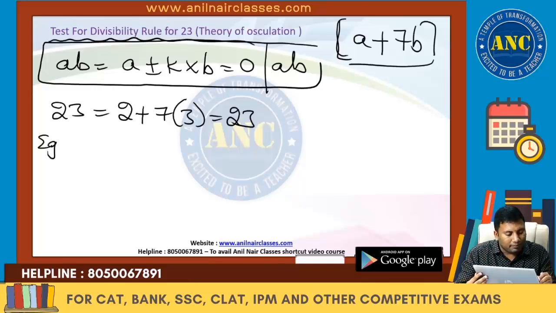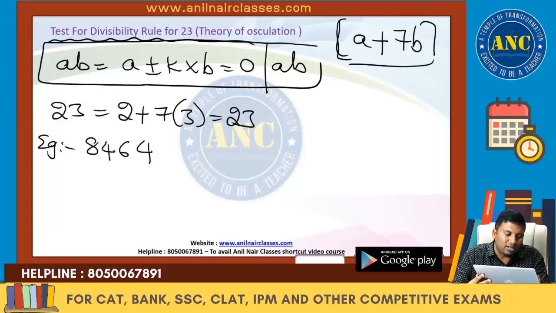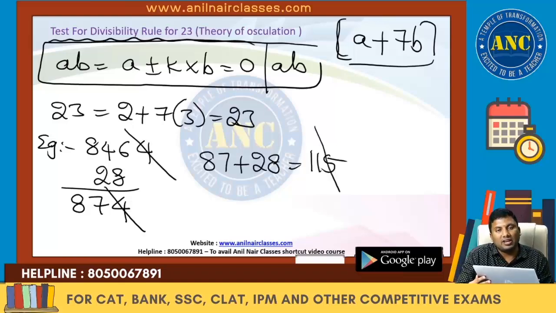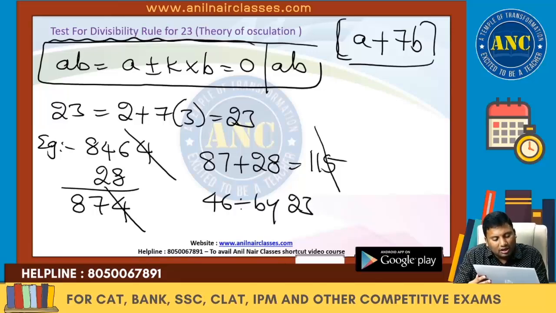For example, if it is 8464, a plus 7b: take the unit digit and multiply by 7. 4 7s are 28. So 84 plus 28, 112... take the unit digit, multiply by 7. 7 4s are 28. 87 plus 28 is 115. Take the unit digit. 7 5s are 35 plus 11, 46. 46 is divisible by 23. So 8464 is divisible by 23.